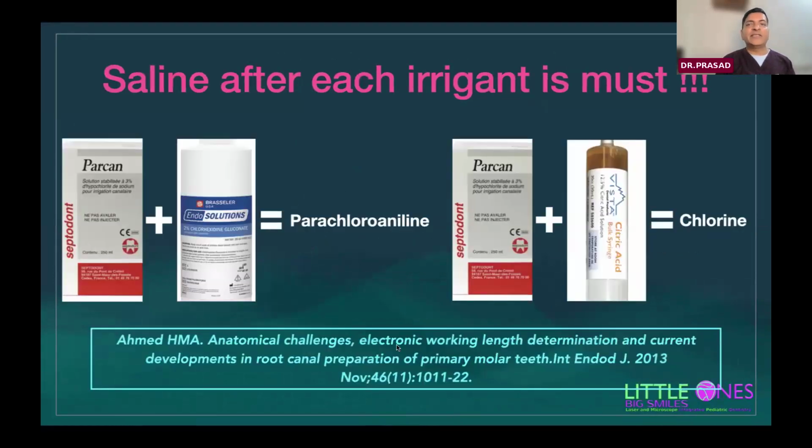Now, saline after each irrigant is a must, because if you use sodium hypochlorite with EDTA, it will form something called parachloroaniline, which is a cancer-causing carcinogenic agent. So be careful. If you use sodium hypochlorite followed by citric acid, it will release chlorine, which is a toxic gas, which everybody knows. So start using saline after every irrigant which you have used.